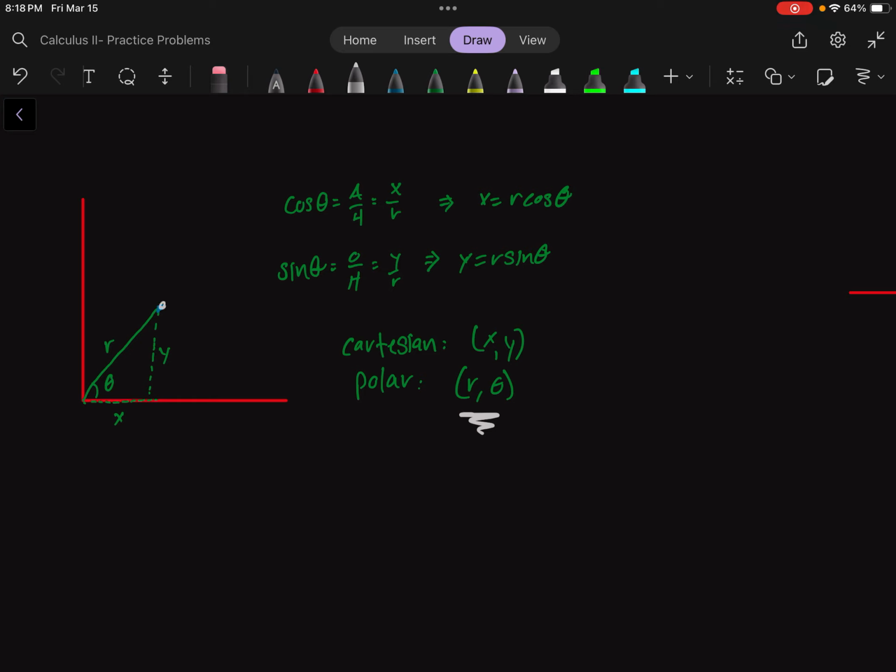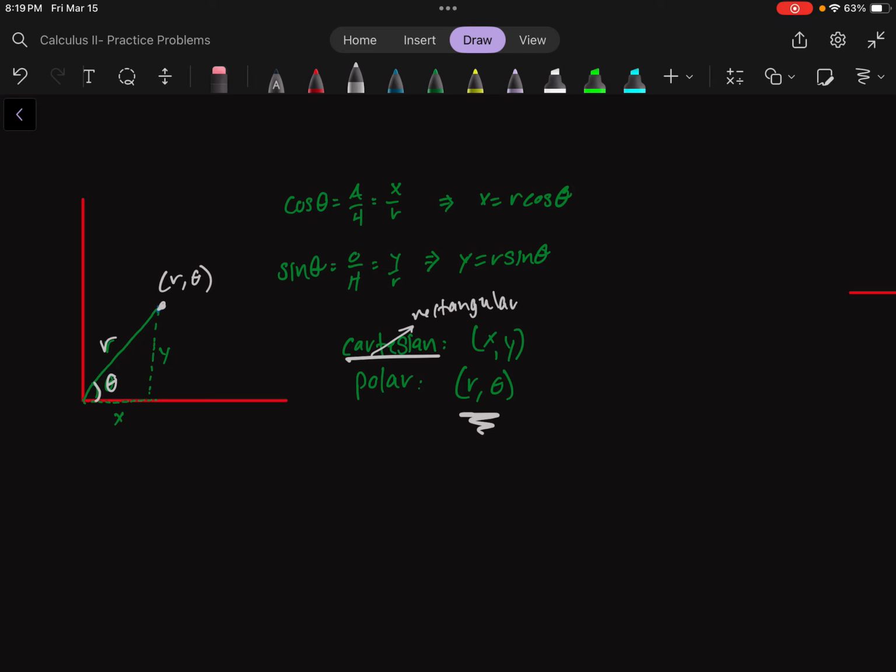So for example, this point right here is r distance away from the origin, right? And we can swing that vector up theta degrees or theta radians to describe that point as r, theta. So how can we convert x and y, or in other words Cartesian, which we also call rectangular, into r and theta?